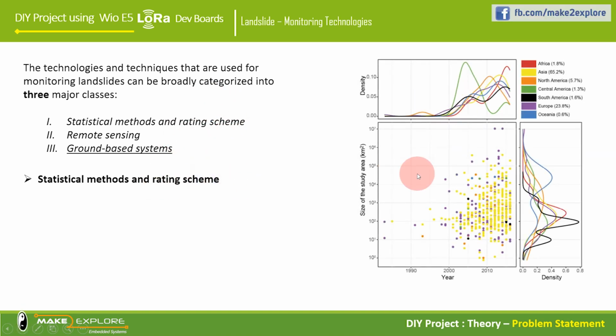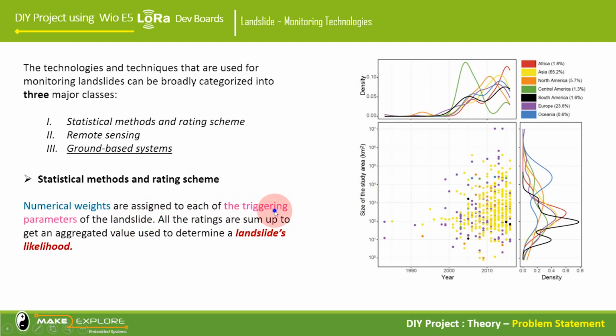Statistical methods and rating schemes are completely analytical methods, where numerical weights are assigned to each of the triggering parameters of the landslide. All the ratings are summed up to get an aggregated value used to determine a landslide's likelihood. The higher the value obtained, the higher the probability of landslide. This method can develop landslide hazard mappings to identify the potential landslide hazards in the area. It is simple, but it suffers from subjectivity, as experts' evaluation is based on analytical studies, and personal biases may interfere while assigning ratings to each parameter.